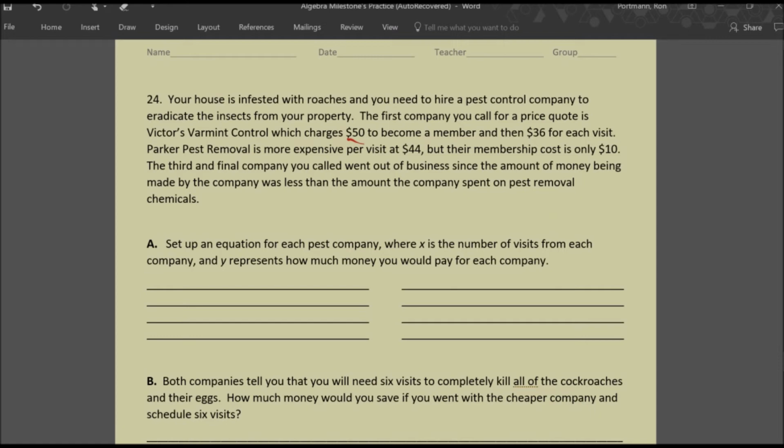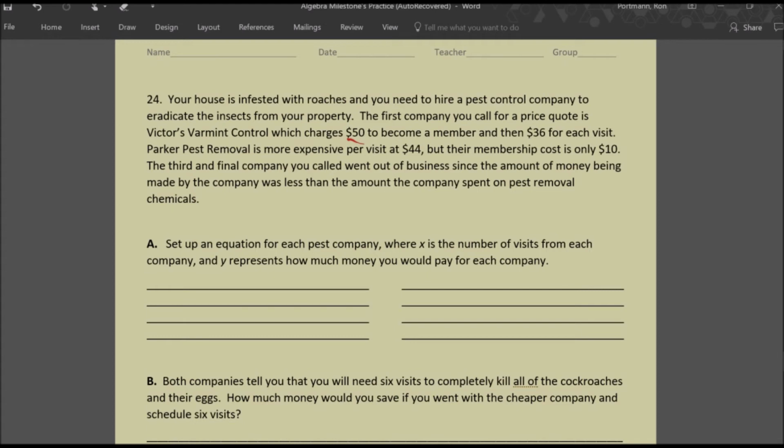The third and final company you called went out of business since the amount of money being made by the company was less than the amount of money the company spent on pest removal chemicals. You don't even need that last sentence. That's just in there to throw you off. I put that in there on purpose. You might see some stuff in there that's just filler. Now, I'm not going to scratch it out, but I don't need that last sentence in there. I just want you to be aware of that.